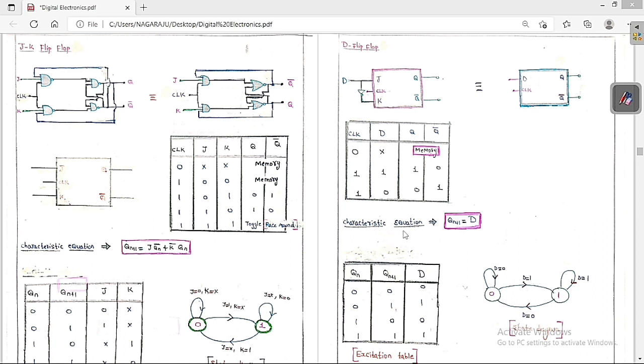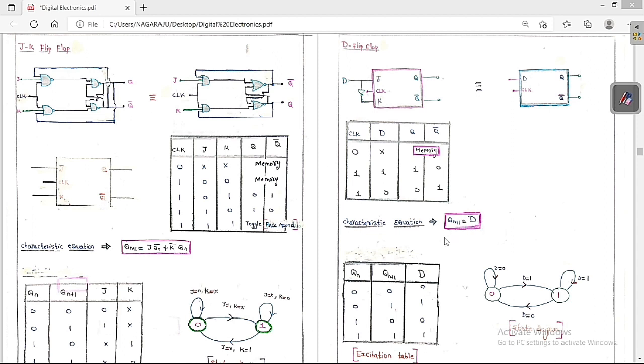Now we will discuss the characteristic equation. I already told you, for D and Qn, we are going to get Q of n plus 1. So for 2 inputs, D and Qn, we get 4 combinations, and for these 4 combinations we get Q of n plus 1. If you write this as an equation in terms of Qn and D, finally we get Q of n plus 1 is equal to D, because we can see clearly from here that Q of n plus 1 is 0 0 1 1 0 0 1 1. So Q of n plus 1 is always equal to D.